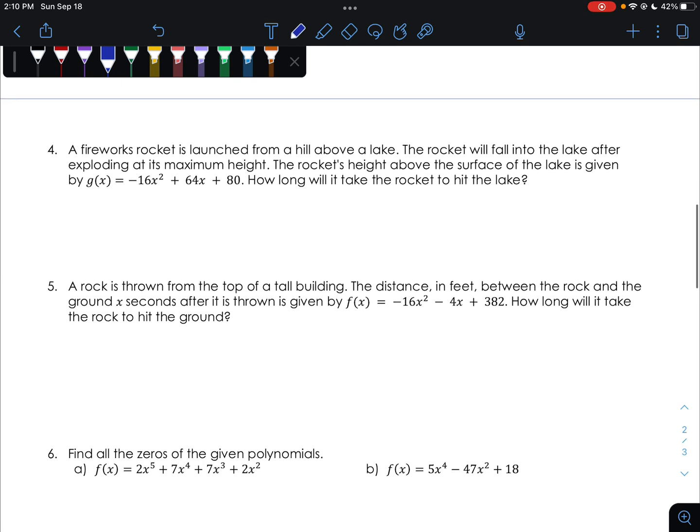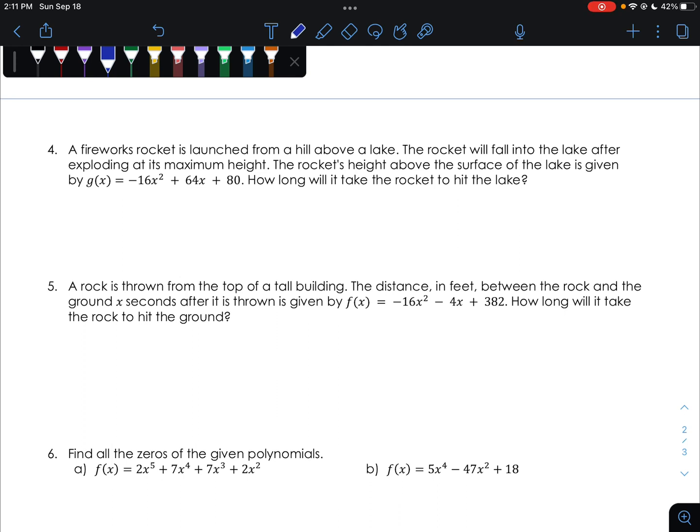A fireworks rocket is launched from a hill above a lake. The rocket will fall into the lake after exploding at its maximum height. The rocket's height above the surface of the lake is given by g of x. How long will it take the rocket to hit the lake? Well, think about it. If it's starting on the ground and we want to know when it hits the lake again, or when it starts at the lake and it wants to hit the ground, we're looking for the zeros.